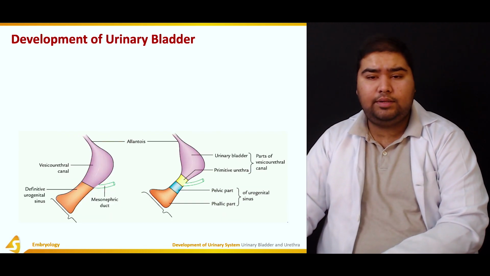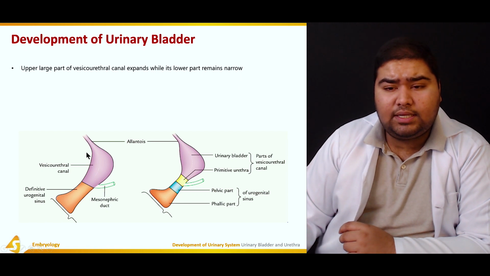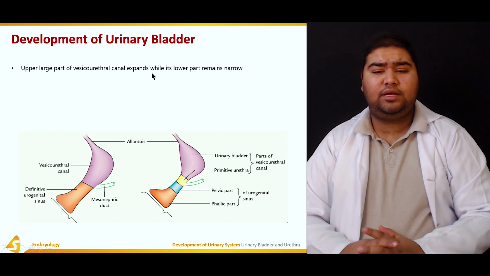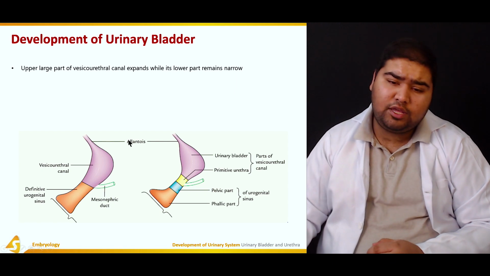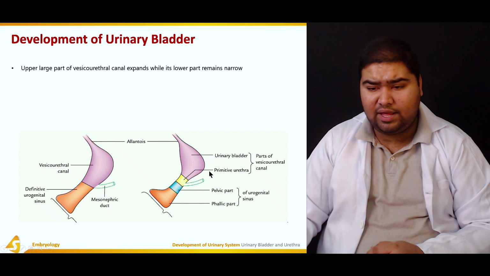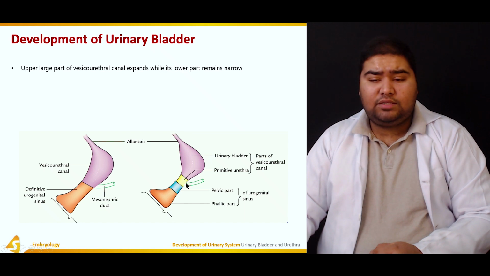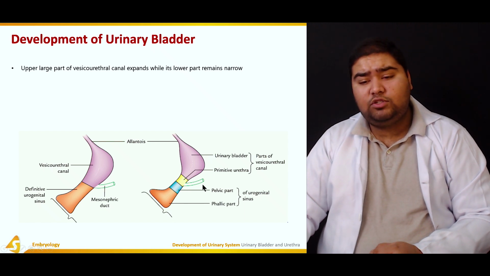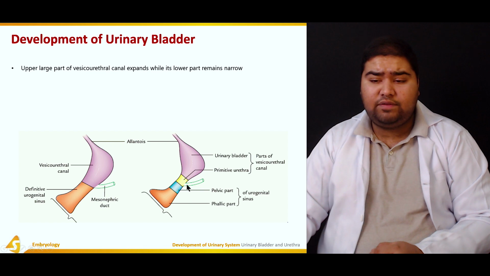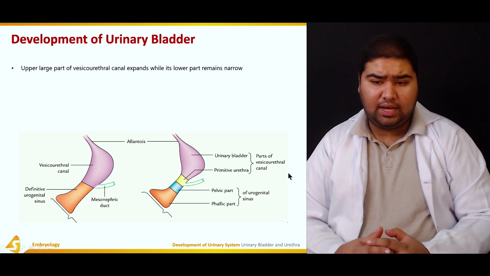The upper part of the vesico-urethral canal expands while the lower part remains narrow. Here you can see the upper part is expanding and the lower part remains narrow. The upper expanded part forms the urinary bladder. However, the lower part, from where the mesonephric duct was originating, forms the primitive urethra. And these are the parts of the vesico-urethral canal.